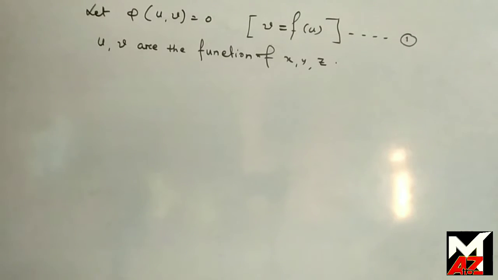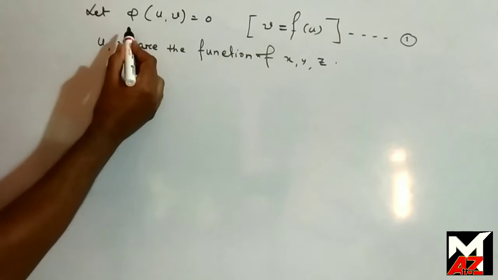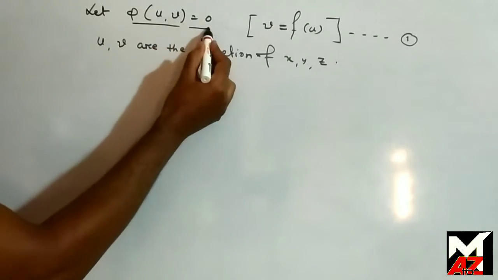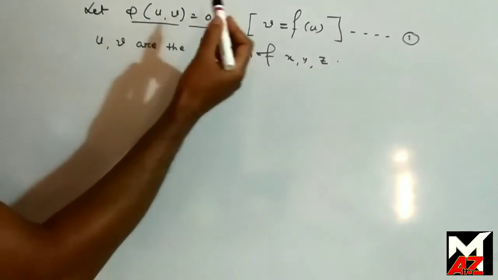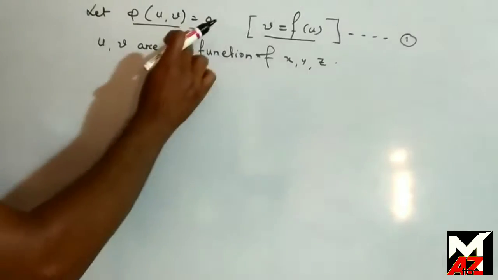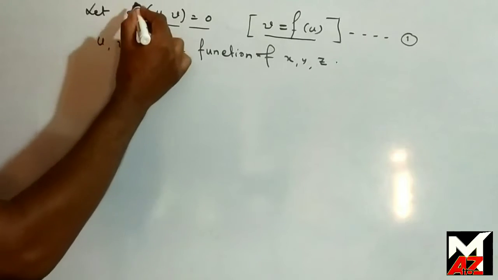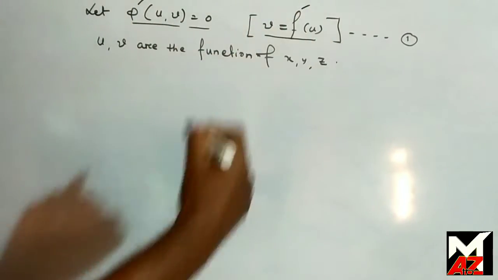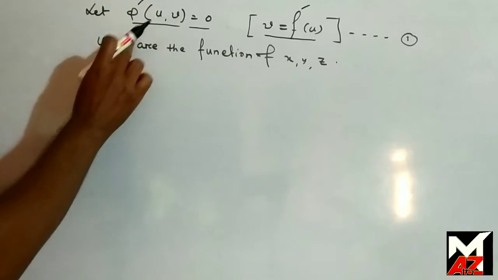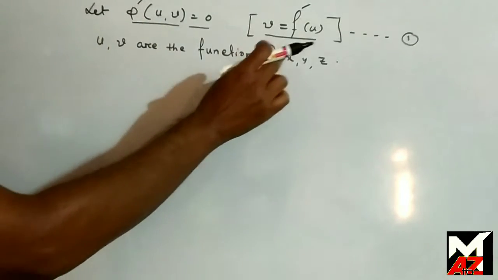Now we take a relation consisting of an arbitrary function. Let the relation be phi of u, v equal to 0, or the relation may be of the form v equal to f of u. This is named as 1. Here phi and f are the arbitrary functions. u and v both are functions of x, y, z.